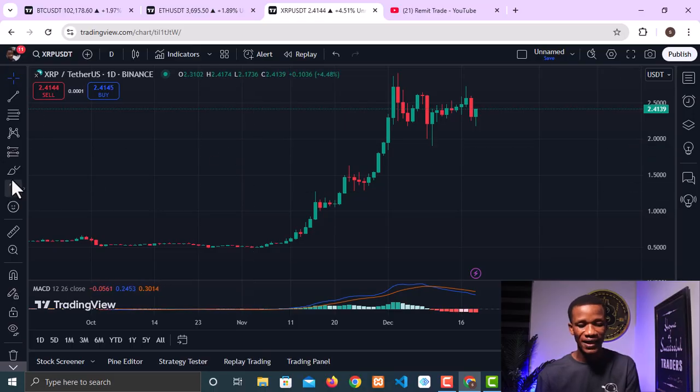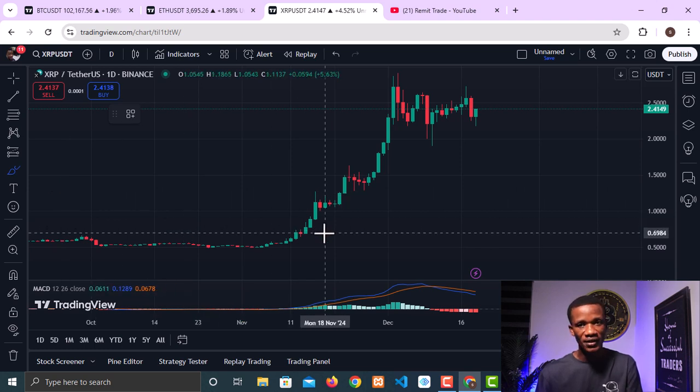XRP USDT, we've seen XRP move all the way to the upside, doing about 500% plus, and market needs to retrace for the next move to the upside on XRP, and that is what you must keep your eye on as well on this very price chart.